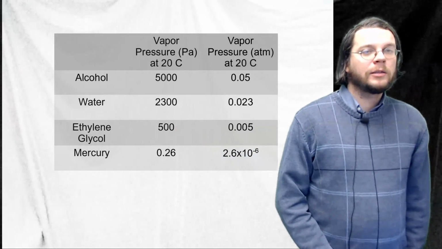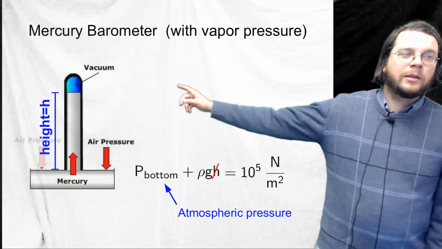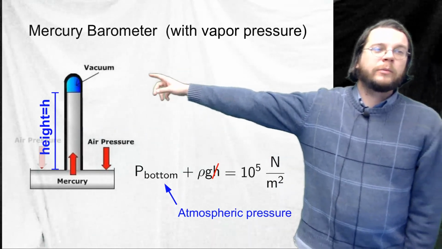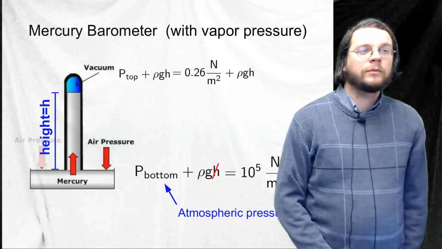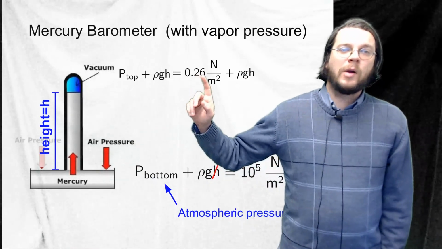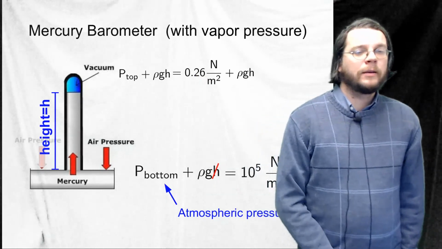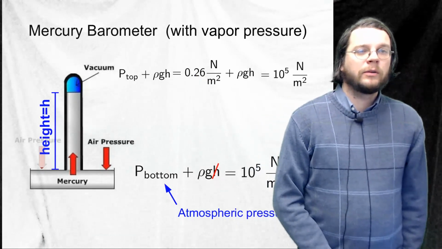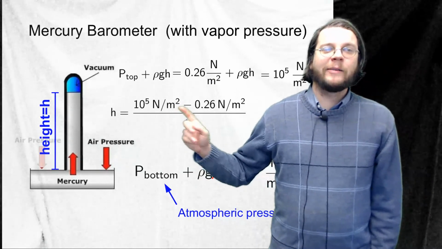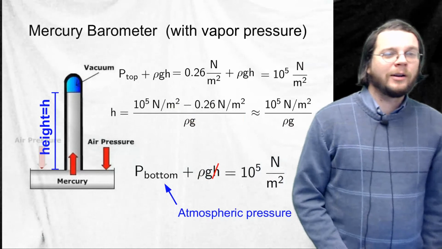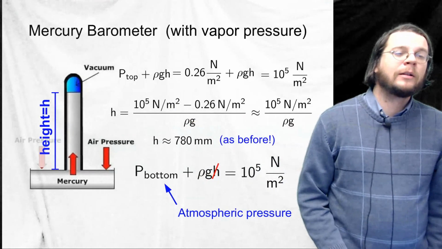And so how does this change our barometer measurement? Well, it means that for a mercury barometer, instead of having a vacuum up here, we're going to have this very small pressure. So at the top, the smallest this can be is 0.26 pascals, and that's equal to atmospheric pressure. So atmospheric pressure, 10 to the 5 minus 0.26. I think we can all agree that's basically 10 to the 5.